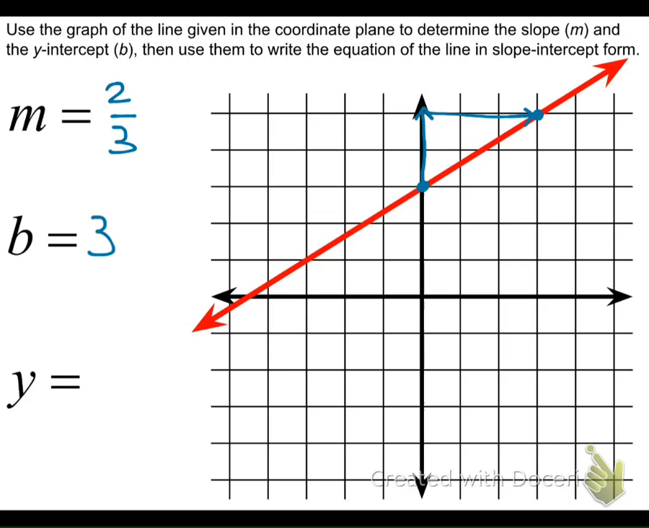So now that I have my m and my b, and we know that slope-intercept form is y equals mx plus b, all we have to do now is plug in the m and b values into that equation. So we have our y equals written for us already. Now I need to plug in the m, which is 2/3, and I'm going to write the x plus b, which is 3. And that's it.